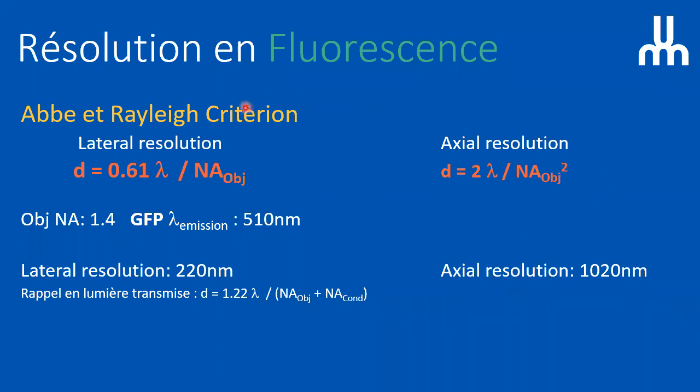The resolution in fluorescence microscopy, you see you don't have a condenser anymore. So the Rayleigh criterion tells you that the resolution you can get is 0.61 times the wavelength divided by the objective numerical aperture. And the axial resolution is this. So if you look at an objective with an NA of 1.4, and if you look at GFP emission, which is 510 nanometers at the maximum peak, it gives you a lateral resolution of 220 and an axial resolution of 1 micron, 1000 nanometers. Just as a reminder, for transmitted light, you have to add the numerical aperture of both objective and condenser.